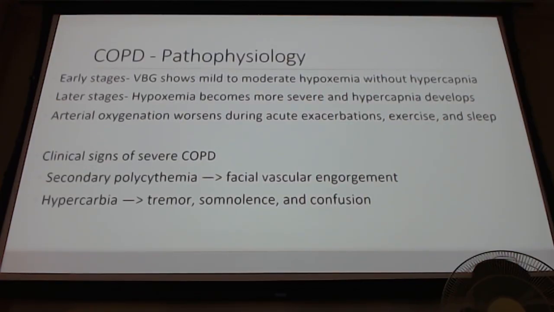Signs of severe COPD, so you get that secondary polycythemia, so they may have that facial vascular engorgement. And really, it's the body's response. The body's saying you're not getting enough oxygen to your tissues, so then it goes back to your kidneys, which produce EPO, and it tells the bone marrow to create more blood cells. That's why we see that polycythemia in these patients.